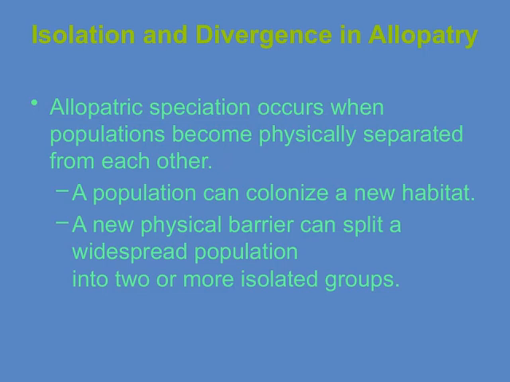Today, I want to talk about isolation and divergence in allopatry. Allopatric speciation happens when populations become physically separated from each other. This separation can occur in a few different ways. For example, a population might colonize a new habitat, establishing itself somewhere isolated from the original group. Alternatively, a new physical barrier, like a mountain range or a river, can split a widespread population into two or more isolated groups. These barriers prevent gene flow between the groups, which is key to speciation.